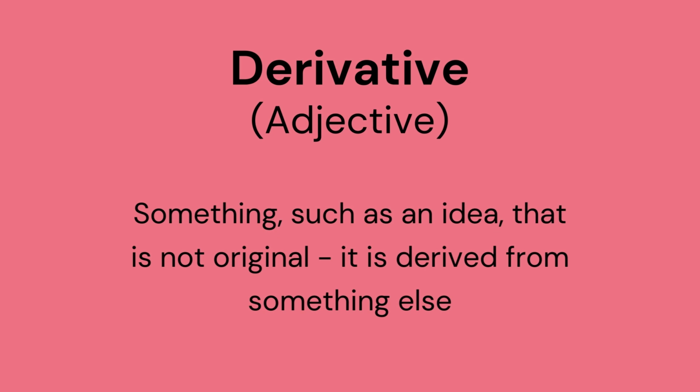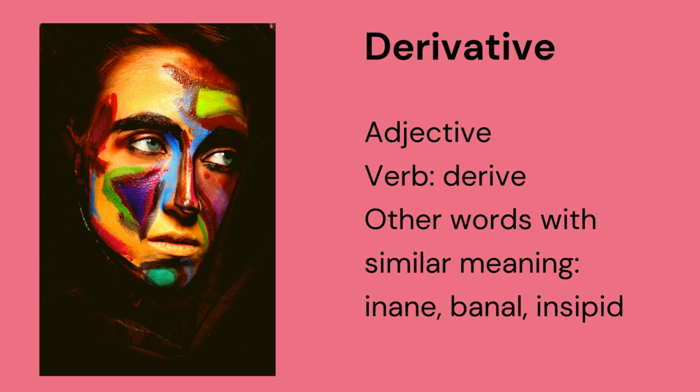Our first word today is derivative. Derivative is an adjective, and it refers to something such as an idea that is not original. It is derived from something else. If we visualize the word derivative as an adjective, we can see in the picture here the art work on the face of this model is perhaps derived from Picasso, derivative art.